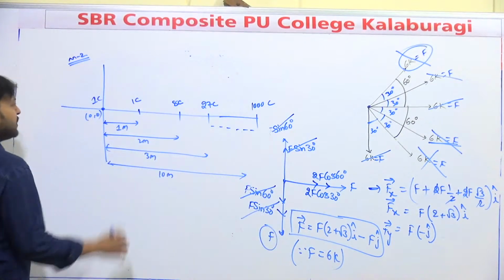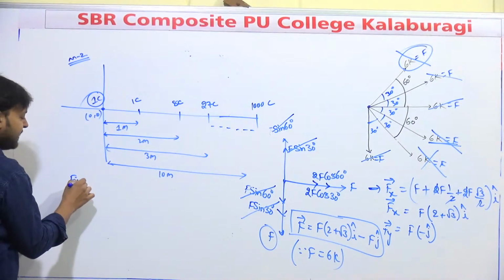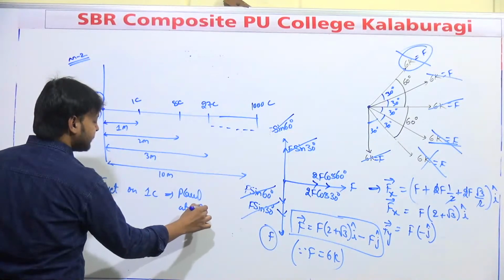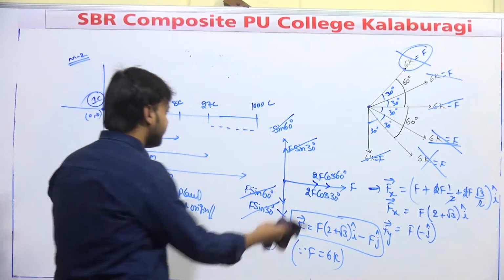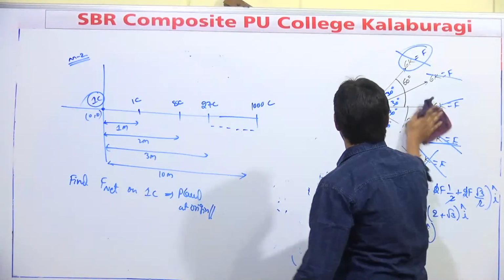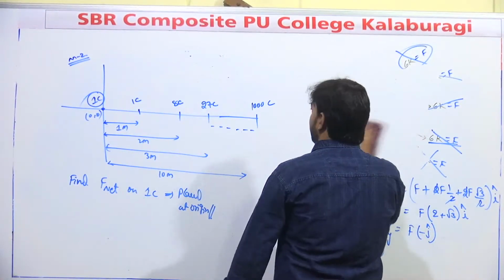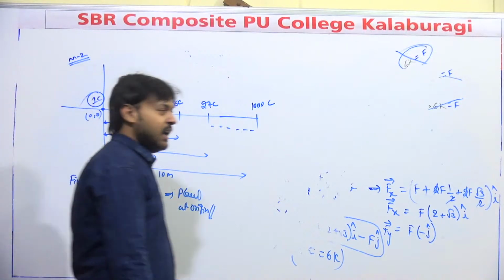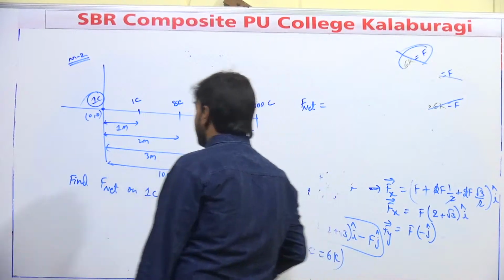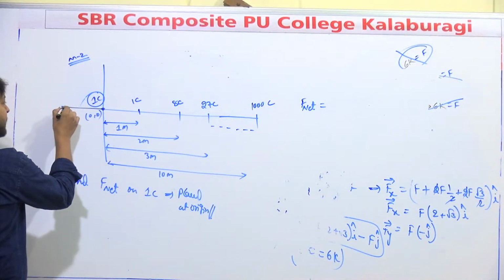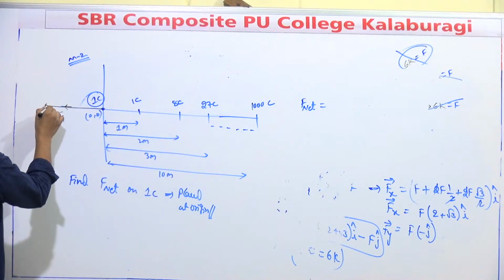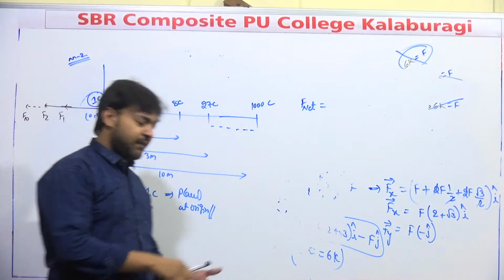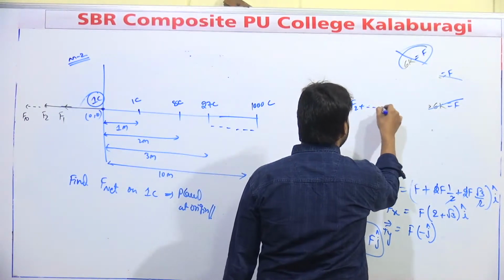Now my question is, find the net force acting on the 1 coulomb placed at the origin. So again, superposition principle. All are positive charges, so repulsive forces will be there: repulsive force F1, F2, and so on up to F10. All are in the same direction, so we have to add. I can write F1 plus F2 and so on up to F10.